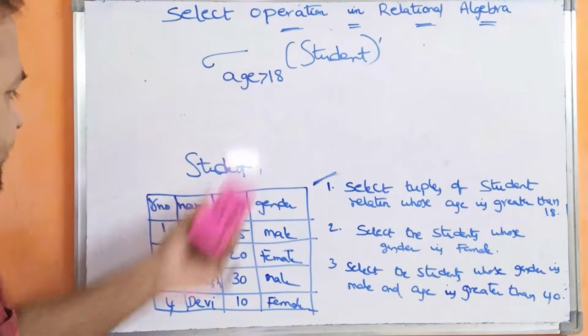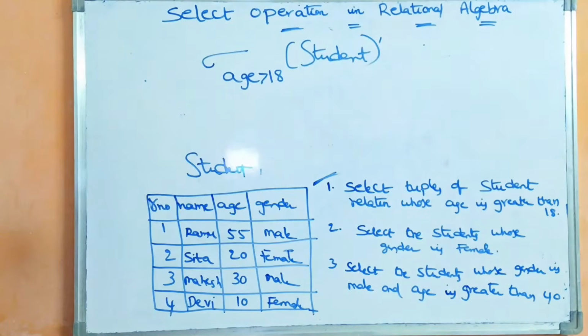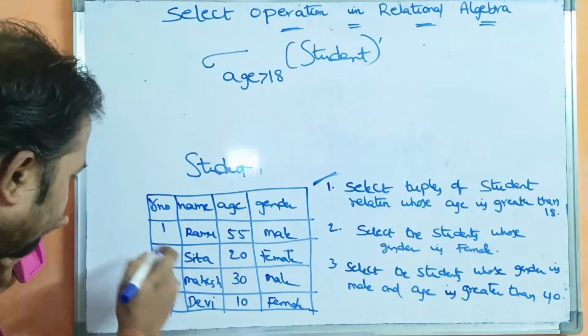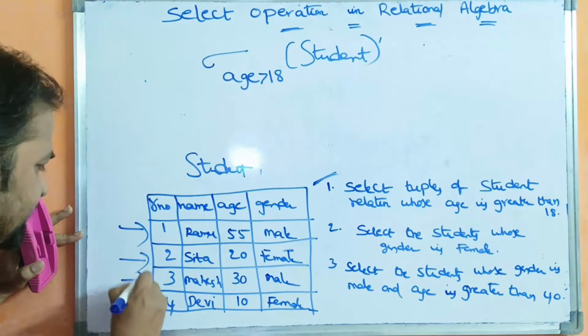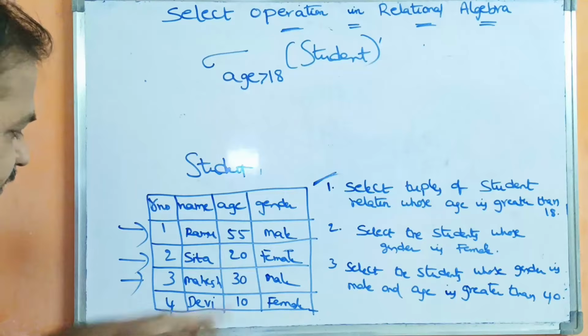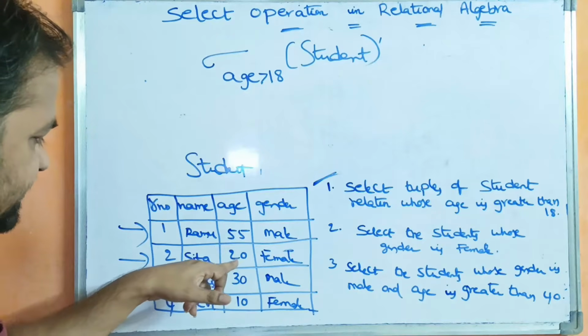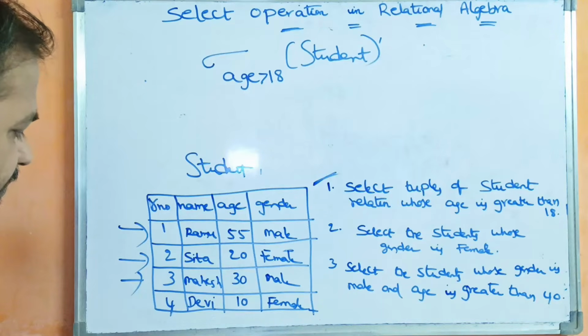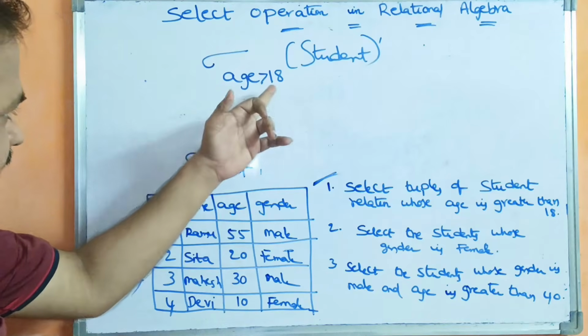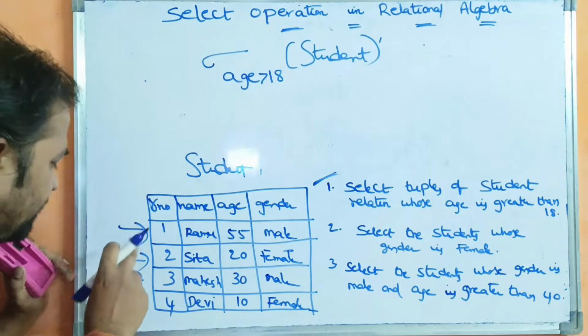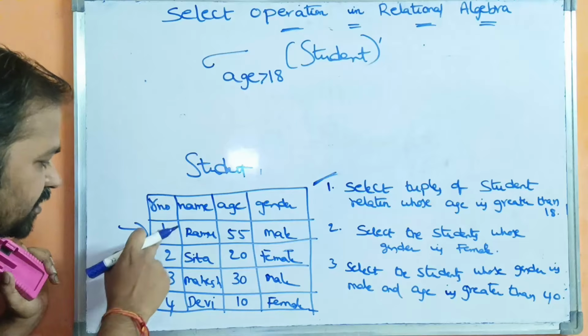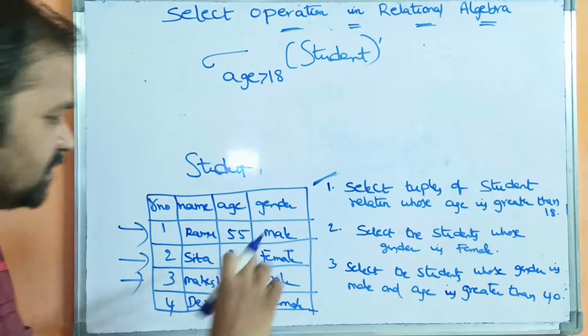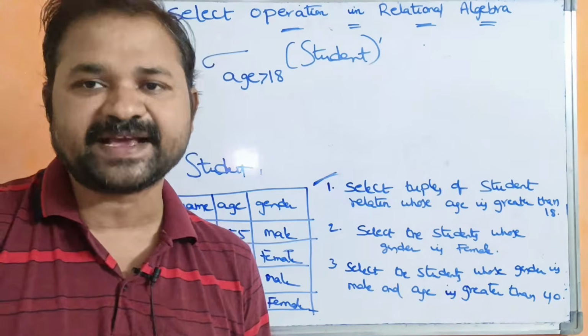If we see this query, age is greater than 18. We have 3 rows in which age is greater than 18. Here age is 55, here age is 20, here age is 30, whereas here age is less than 18. So we will get these 3 rows as the output: first row, second row, third row.